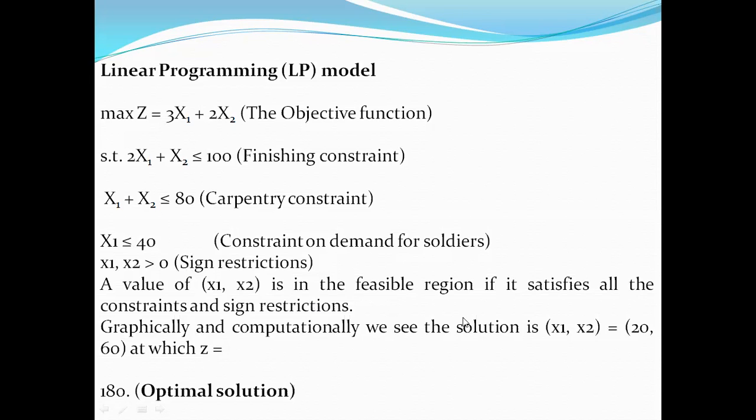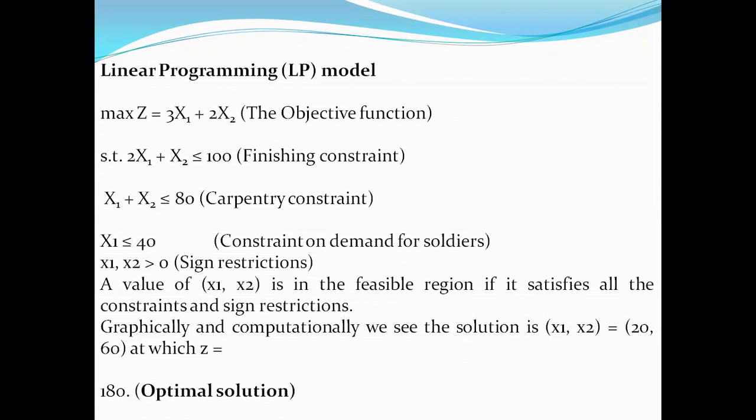So the values x1, x2 are such that they satisfy all the constraints and sign restrictions, as per the 4 different parameters we have discussed in today's class: proportionality, additivity, divisibility, and certainty. And obviously, the graphical and computational solution leads to the x1 criterion as 100 minus 80, that is 20, and for the demand constraint, 100 minus 40, which is equal to 60.